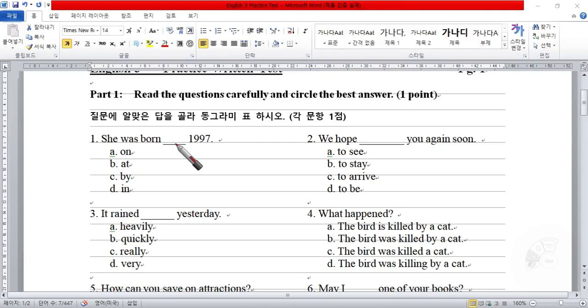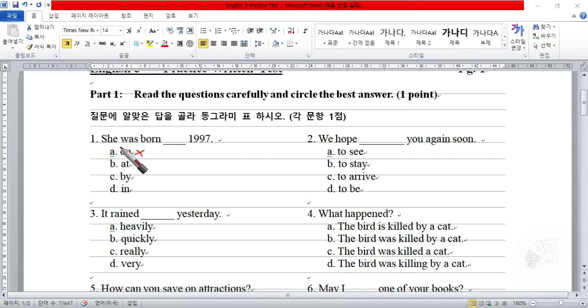On, she was born on 1997. That would be incorrect. Now, if she had said, or written, she was born on July 1st, 1997, that would be fine. We use on usually for a day of the week. We also use it for dates, okay? So you might know that from studying Unit 1, okay? If you check your textbook, you might also see that we use it for other specific times, like on my birthday or something.